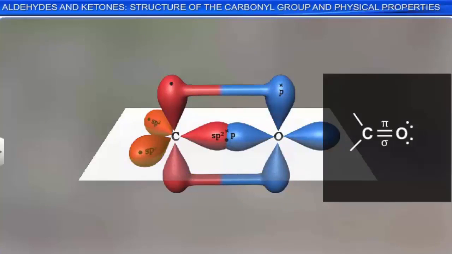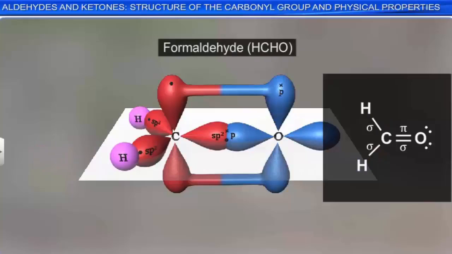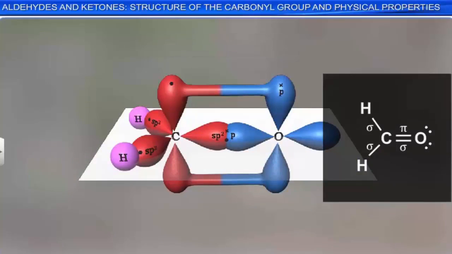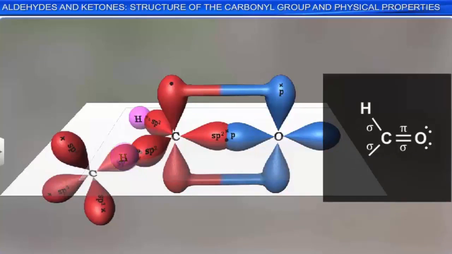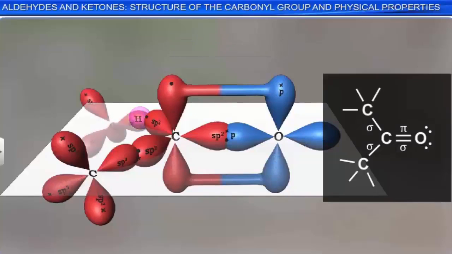The remaining two sp2 orbitals of carbon form two sigma bonds with the s orbital of hydrogen, as in formaldehyde, or one sigma bond with the s orbital of hydrogen and another sigma bond with an sp3 orbital of the carbon of the alkyl group, like in other aldehydes, or two sigma bonds with two sp3 orbitals of the carbon of the alkyl group, as in ketones.